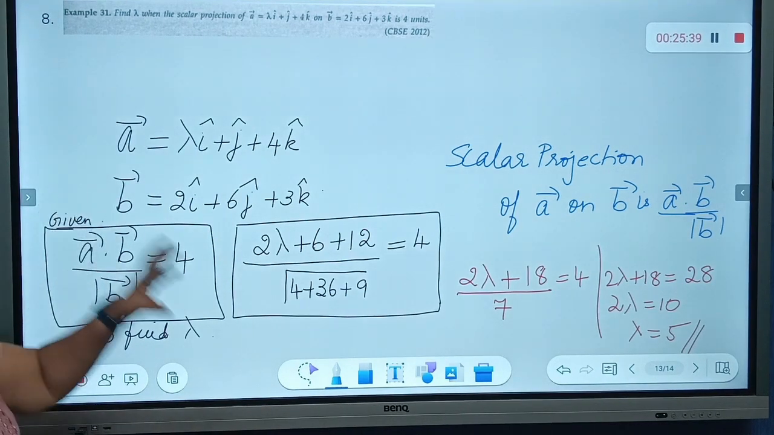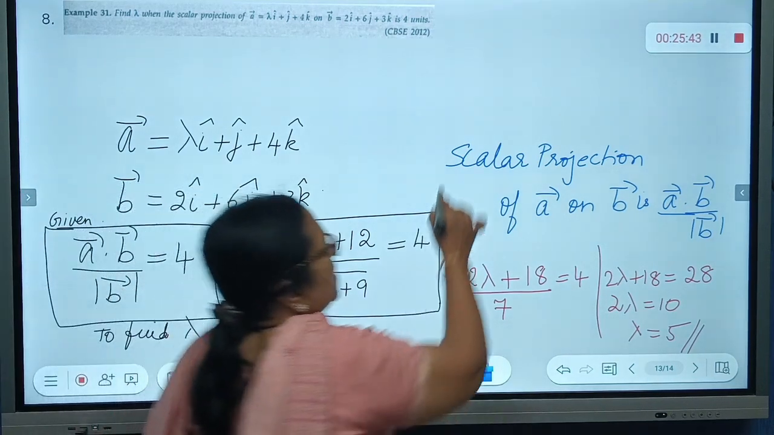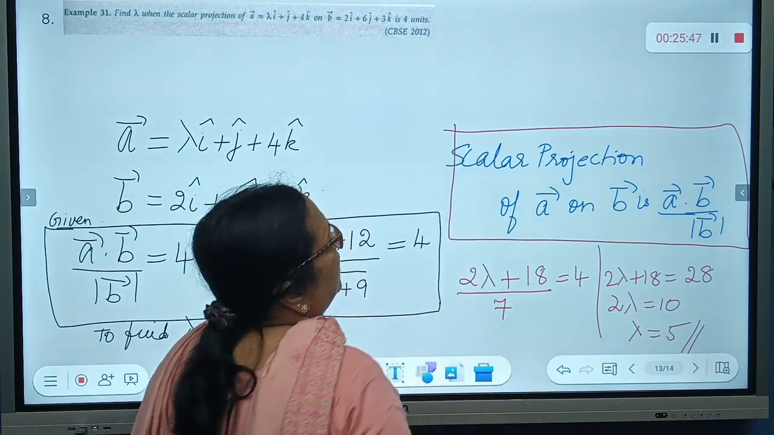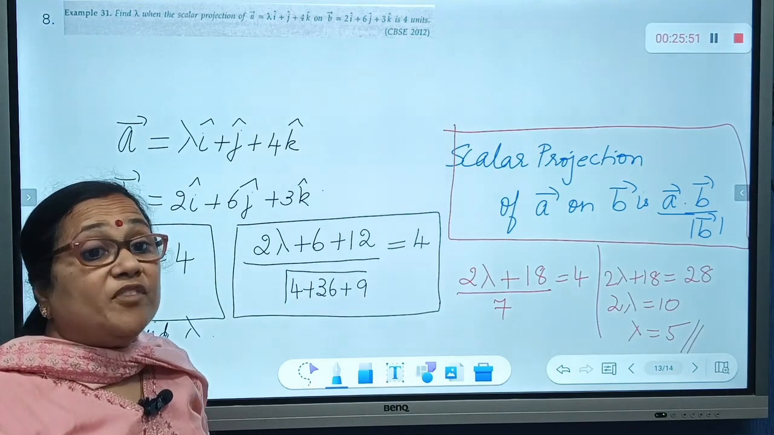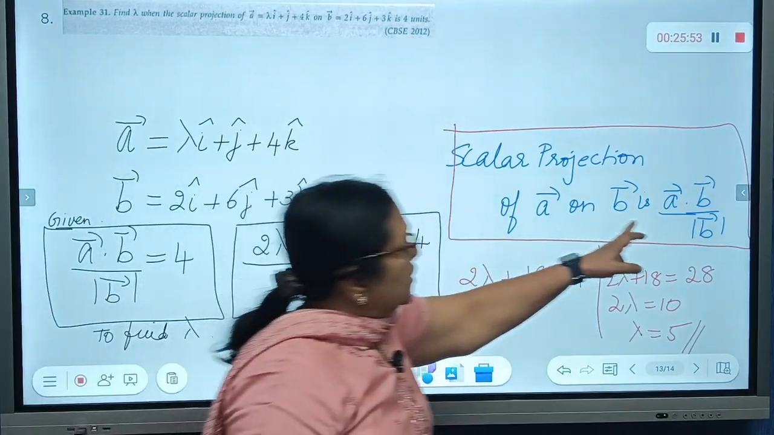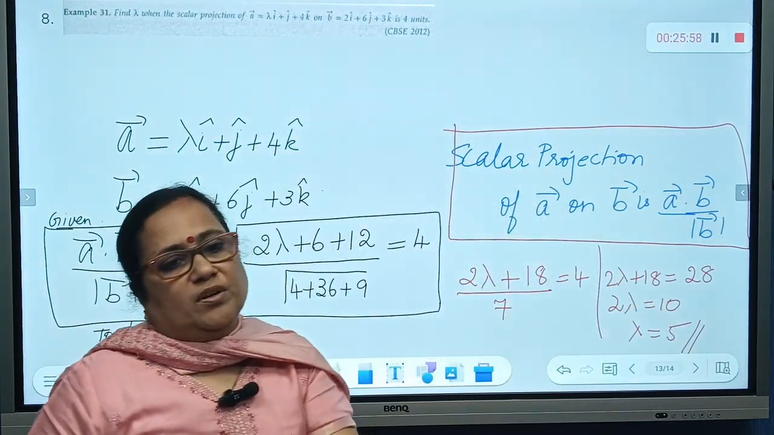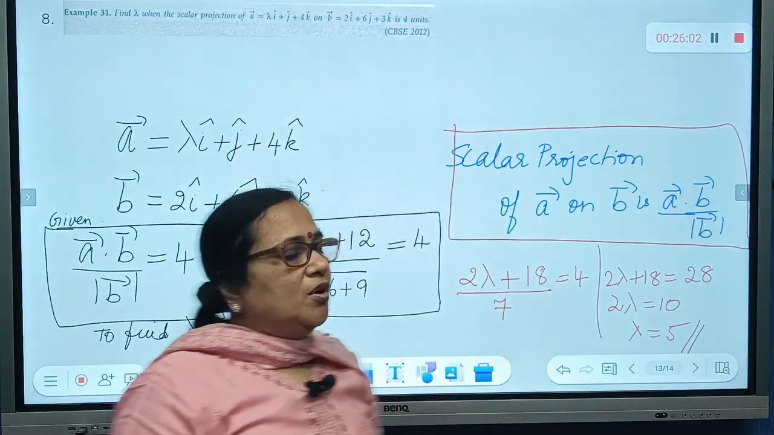So given the scalar projection, you are asked to find lambda. Please remember, the scalar projection of A vector on B vector is A dot B by modulus of B vector. If you are asked to find the vector projection, this is the scalar, the magnitude of the vector, followed by the unit vector. That is, into B vector by modulus of B vector will give you the vector projection.